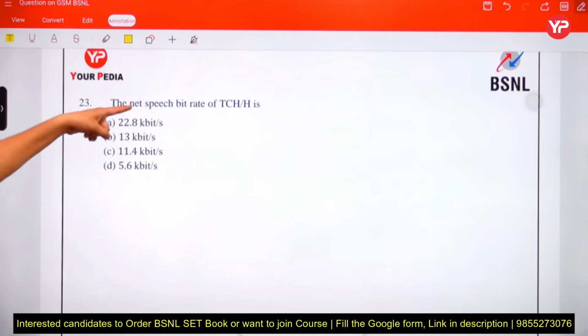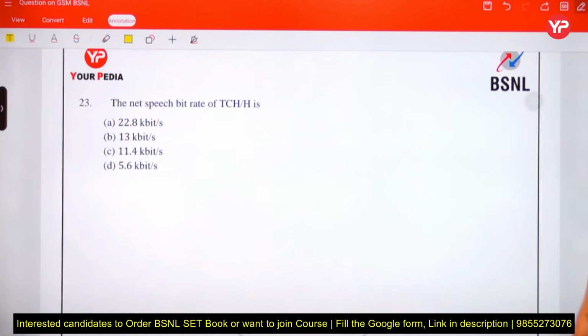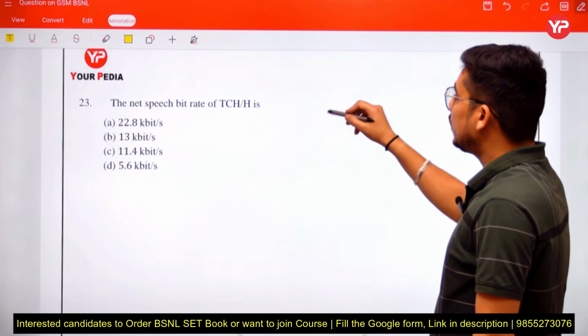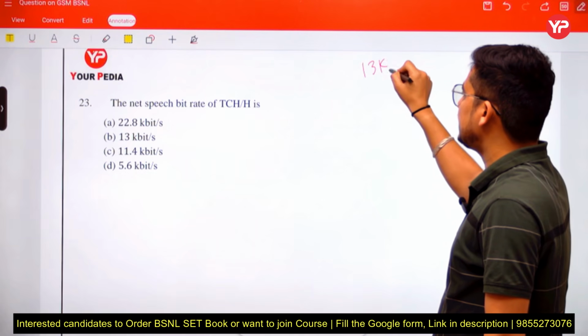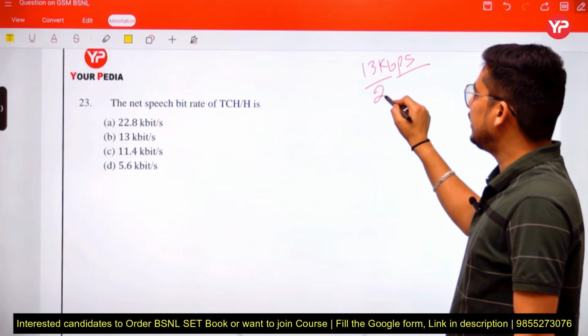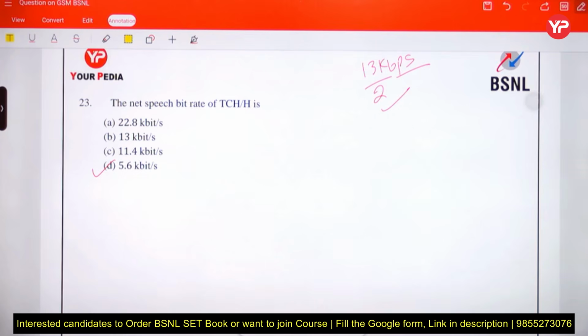Next is net speech rate. He's talking about the net speech rate in TCH half rate. Whenever we go for TCHH, it means half rate traffic channel. The speech rate of the full channel is 13 kbps, as we already mentioned in the previous case. For a half channel, that will be divided by 2, so around 5.6 kbps will be the speech rate there in case of TCH half rate.